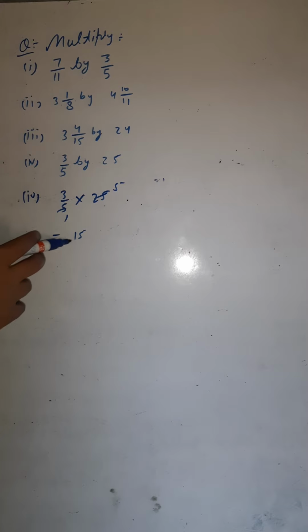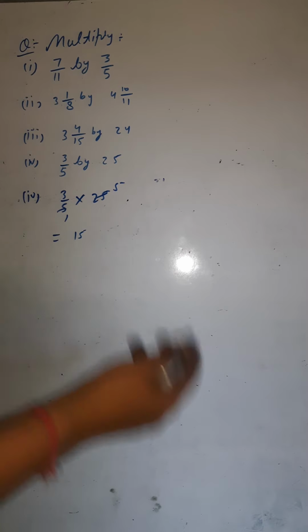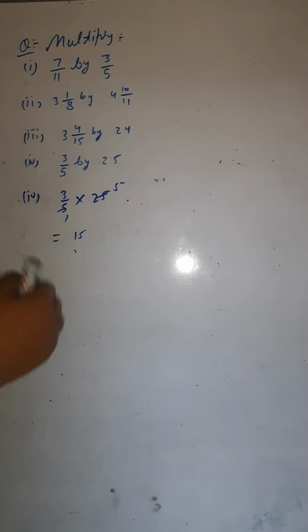If it is 1 downside, means in the denominator it is 1. So no need to write this one. Okay. So answer would be 15. So this is how you would solve the question. Note these questions down first. Now you can see the next question which I have written on the board here.